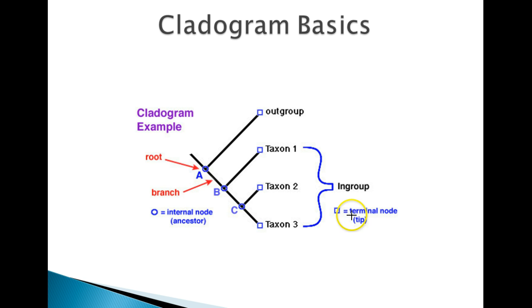All right, let's talk about terminal node now. A terminal node is the hypothetical last common ancestral interbreeding population of the taxon labeled, and it's at the tip of a cladogram. So this terminal node is the hypothetical last common ancestral interbreeding population. That's why it's located out here at the tip. These are terminal nodes right here. These three are terminal nodes.